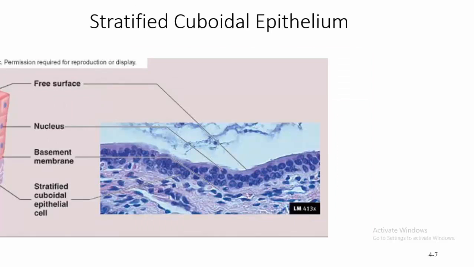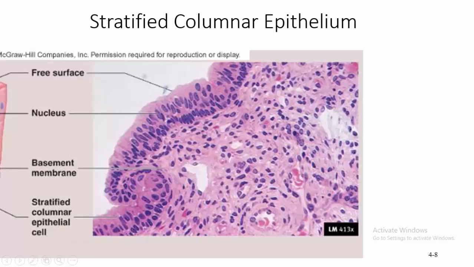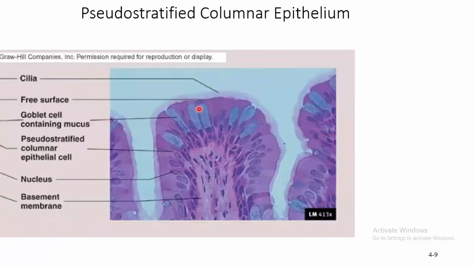Now we see stratified cuboidal epithelium, which means cube-shaped cells in many layers. Now we see stratified columnar epithelium, which are tall cells in many layers. Now we see pseudostratified columnar epithelium. These are tall cells, and they appear to be in multiple layers, but they're not really, because each cell is in contact with the basement membrane. This is pseudostratified columnar epithelium.